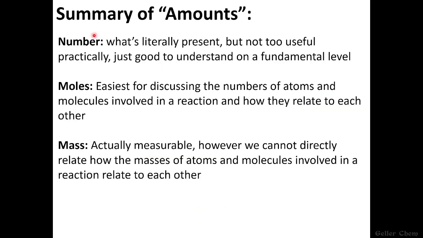So to summarize these 3 different ways of quantifying the amount of a chemical, we have the objective number of atoms or molecules, and this is what is literally present, but it's not too useful practically. It's just good to understand on a fundamental level what's really present in these samples. Then we have moles, which is easiest for discussing the numbers of atoms and molecules involved in a reaction, and how they relate to each other. Like how we were able to say with the previous reaction that we needed equal moles of each reactant.